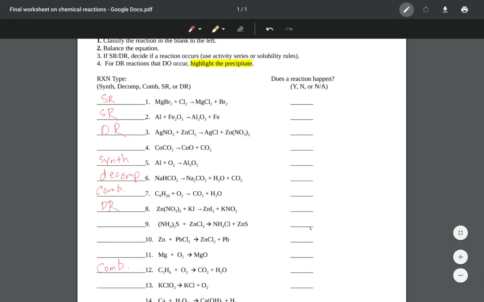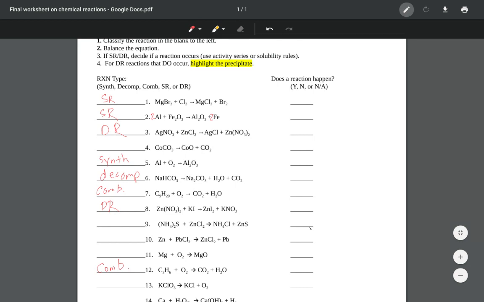The next thing you're supposed to do is balance the equations. Number 1 happens to already be balanced. For number 2, you'll notice there's 1 aluminum on the left and 2 on the right. So we put a 2 out in front of the aluminum. There's 2 irons on the left, 1 on the right. So you'd put a 2 right there. That one's pretty straightforward. We can also look at some more complicated ones like number 6.